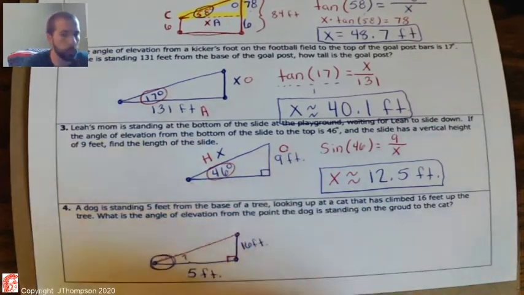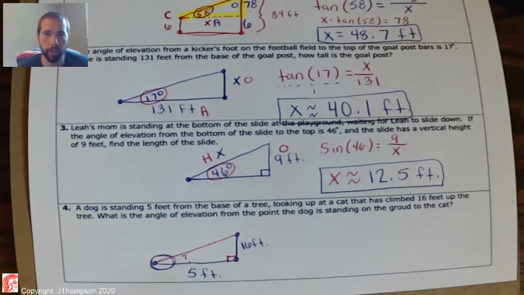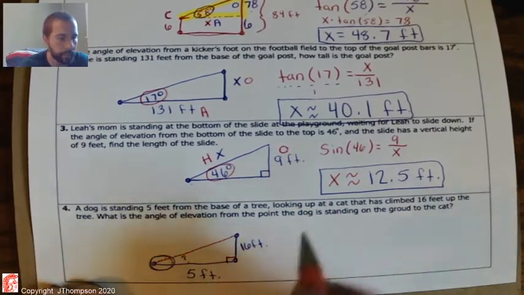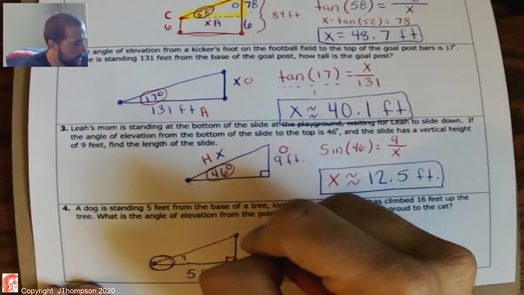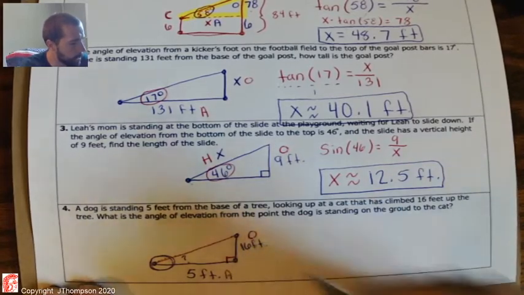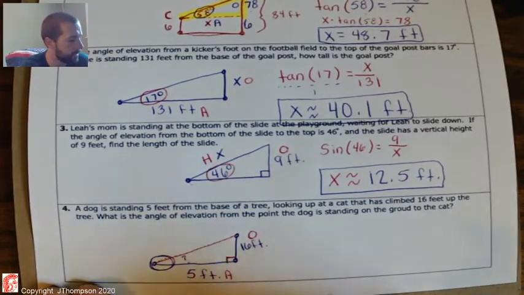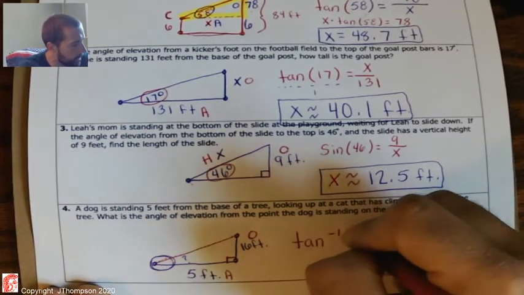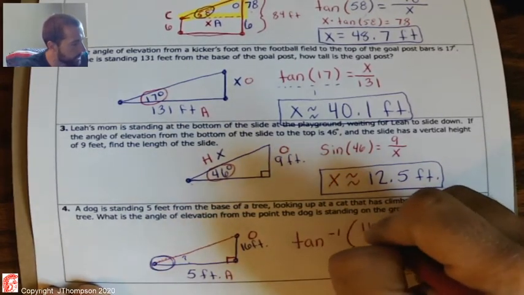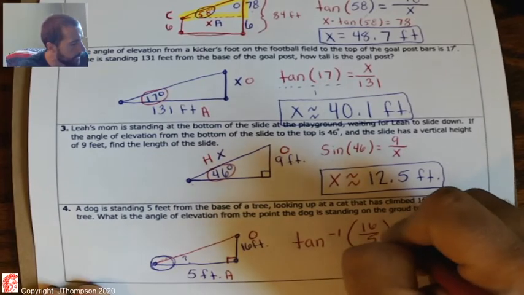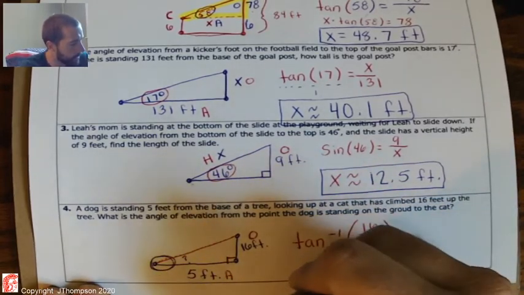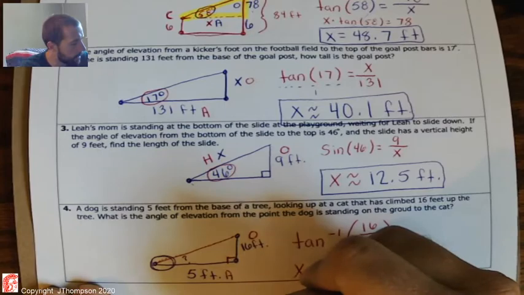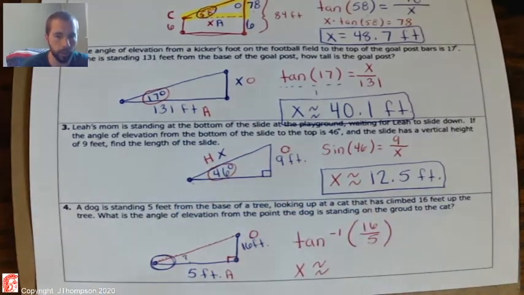So now, whenever we're trying to find the angle measure that's missing, we're going to use inverse trigonometry. So the two sides they gave us were the side that's opposite and the adjacent. So we're going to use inverse tangent to find the measure of the angle. So we're going to do the inverse tangent of opposite over adjacent, so of 16 over 5. And that's going to give us the angle of elevation from the dog looking up at the cat.